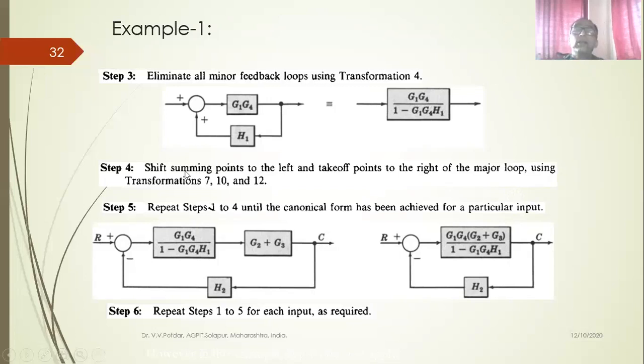Now this, friends, you cannot just see and understand. You have to take a piece of paper and digest these rules properly and keep on drawing using each rule, draw the equivalent block diagram and then combine all these equivalent blocks together to form the final answer. Okay, shift the summing points to the left and take off points to the right of the major loop using transformations 7, 10 and 12. Okay, and then repeat steps 1 to 4 until the canonical form has been achieved for a particular input.